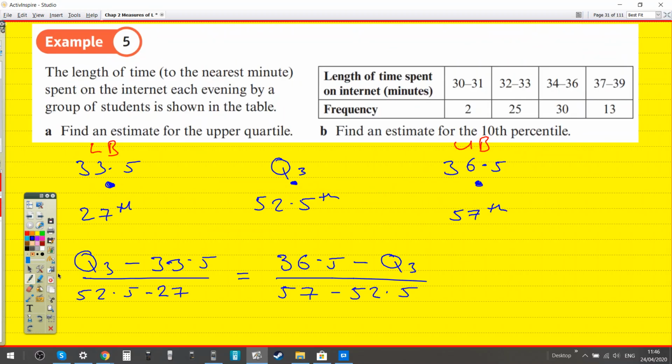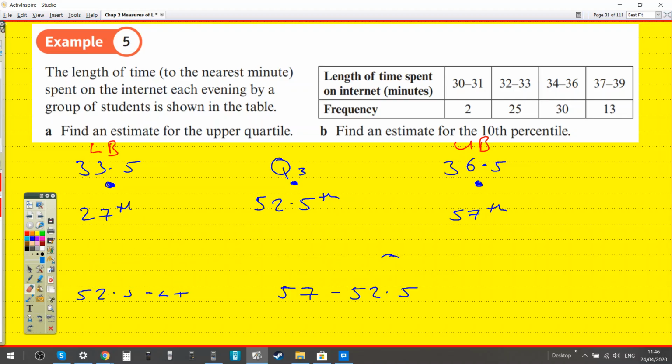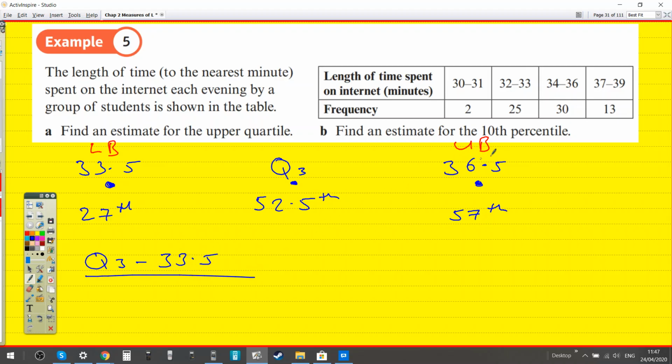Okay. Hold on. So they're taking the whole thing into account. That's going to be a more accurate estimate. We want the most accurate one. So from Q3 to the lower bound, out of that total, 36.5 to 33.5 will be the same as for the bottom one. So the 52.5th to the 27th out of that total. 57 minus 27.